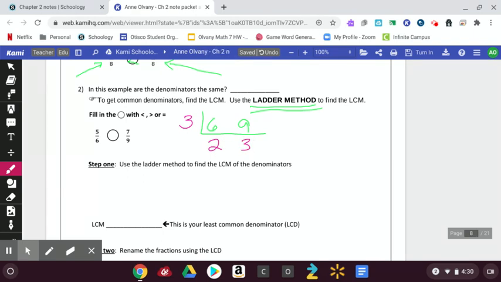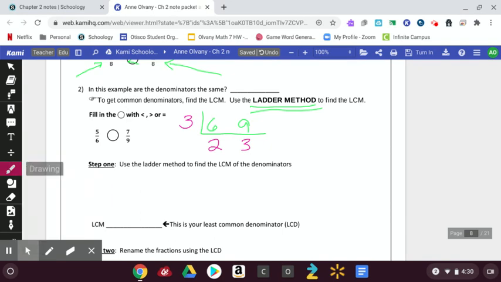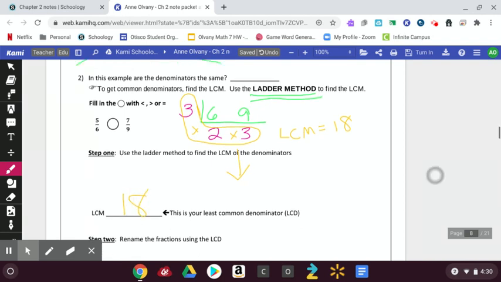Now 2 and 3 are consecutive, so we know we're done, but we make that big bubble L. Love, love, love LCMs. 3 times 2 is 6, and 6 times 3 is 18. So our least common multiple is 18. I guess I should have done that down here under step 1. So that is going to be our least common denominator.